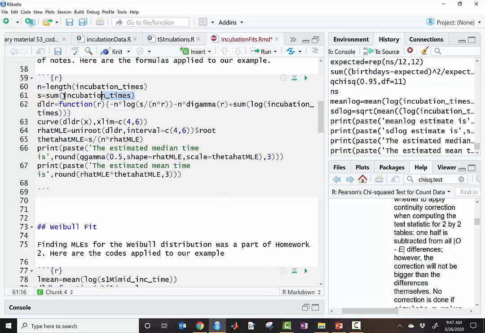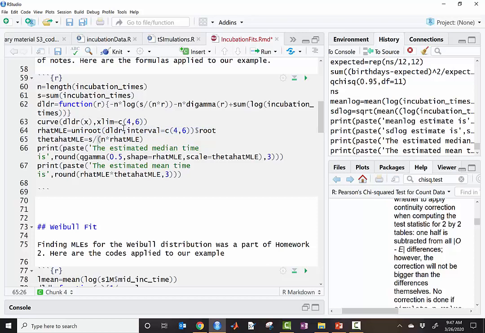So the first two lines are simply defining the length, the number of incubation times in our data set, and the sum of all those incubation times. The DLDR function is what you get if you differentiate the gamma likelihood with respect to r; this is the function you should get. And this line where we're plotting that is simply to hone in on where that root is, so that when we call uniroot in R, recall that uniroot requires you to give it some starting interval to look for that root. So we know kind of what to plug in here.